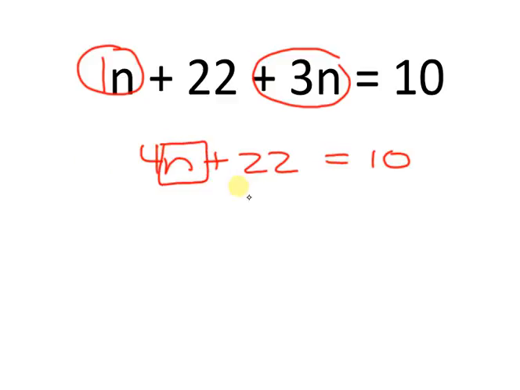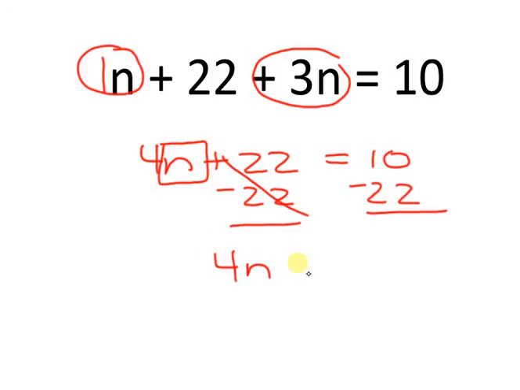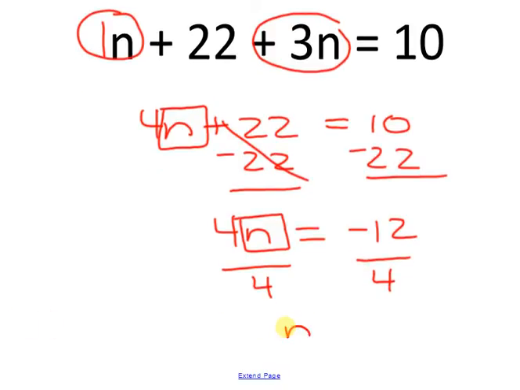Box my variable, minus 22, minus 22. So these guys are going to cancel. I'm left with 4n equals 10 minus 22. That's going to be negative 12. Again, box my variable, divide by 4, divide by 4. And I'm left with n equals -3.